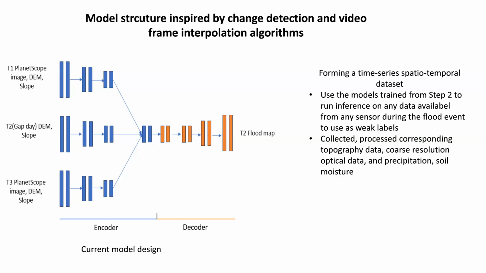So yeah, using the model that we trained, I formed a time series spatial temporal dataset. Which means I use the models trained from step 2 to run inference on any data available from any sensors during the flood events to use as weak labels. Even though we want to use the actual manual labels, which have higher quality, higher accuracy, it's a luxurious thing.